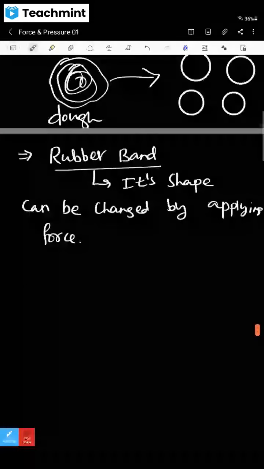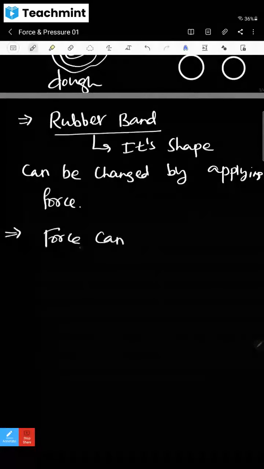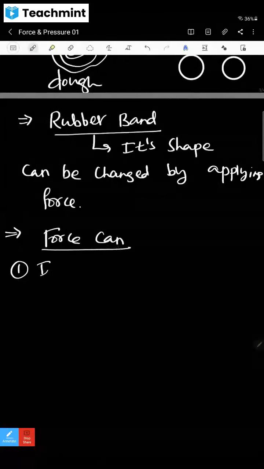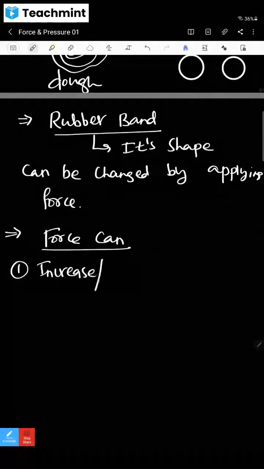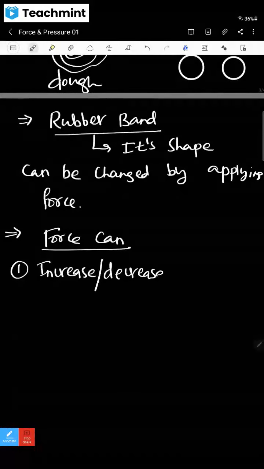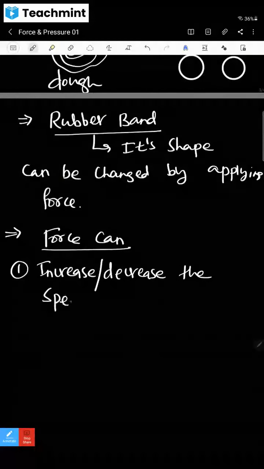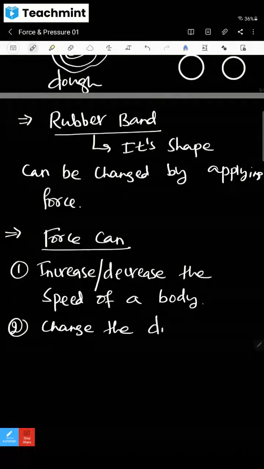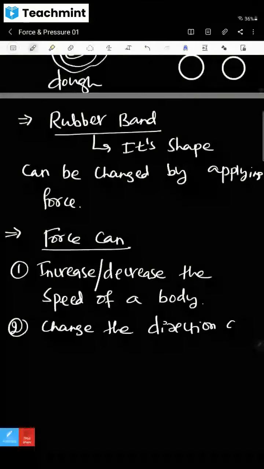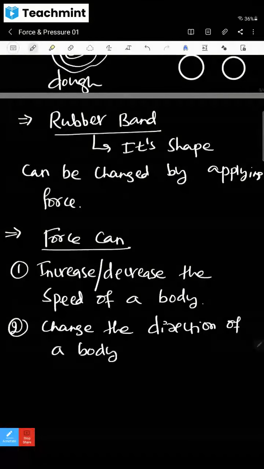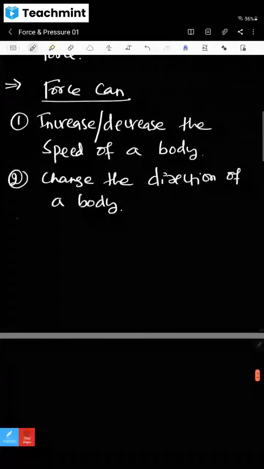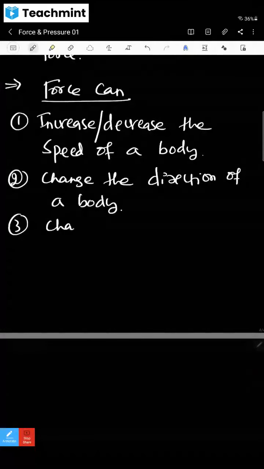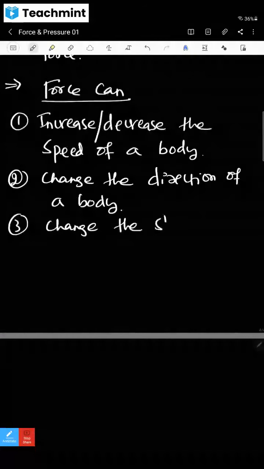Okay, so what can force do? Force can, first one, increase or decrease the speed of a body. Second one, force can change the direction of a body. Now what is the third one? Force can change the shape of a body.